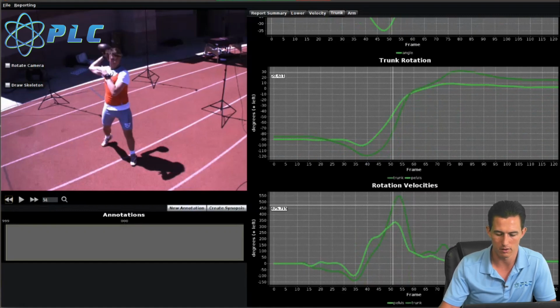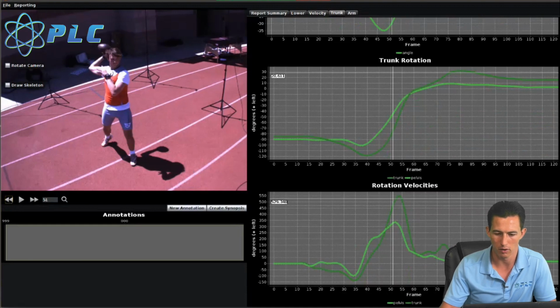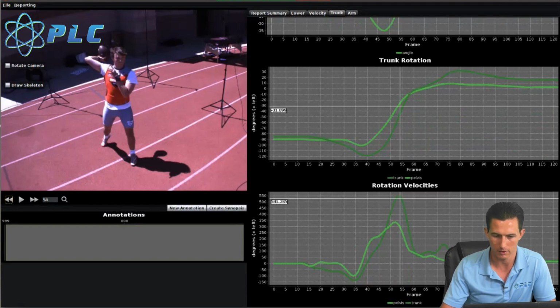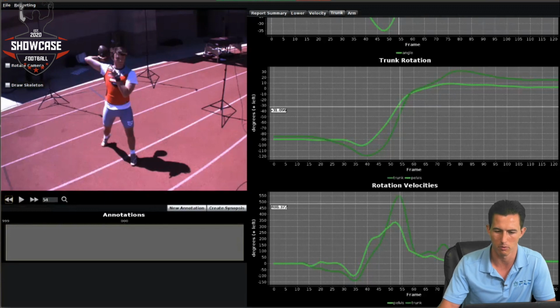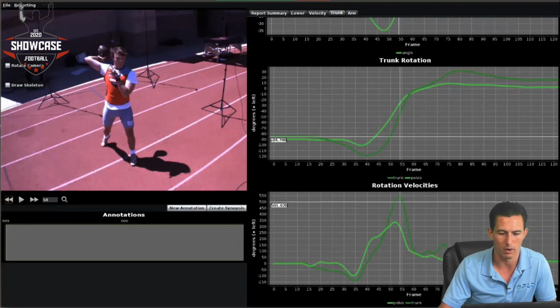So this is the moment when he's going through the pelvic rotation, right? The most amount of pelvic rotation velocity is happening right there, okay? And then the most amount of trunk velocity is happening right there. And again, in that 500 range is a good range to be. You can see that's closer to the top of what we typically see. But that 300 range is going to be more right middle of the road.